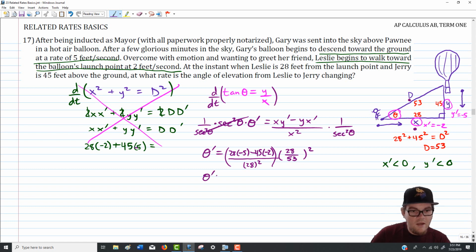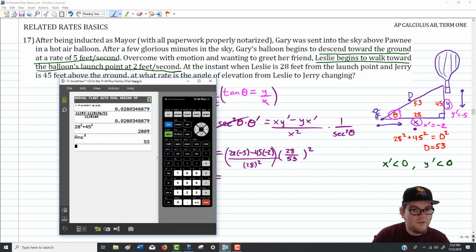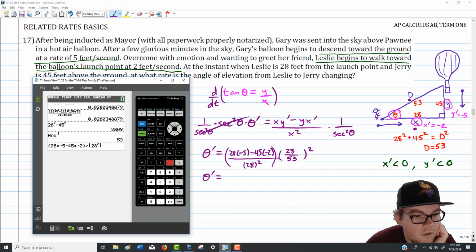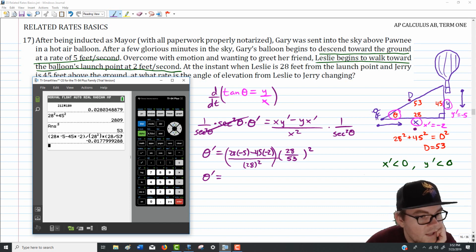And for the sake of simplicity, I don't want to go through and actually calculate it out, or I guess I will do it. For the sake of completion, let's do it this way. I'm not going to use the fraction this time. We'll go 28 times -5 minus 45 times -2. All of this is divided by 28 squared, using the extra parentheses just to make sure. Then we're going to multiply the entire thing by 28 over 53 squared. Combining all that together, we get that our answer is -0.0178.